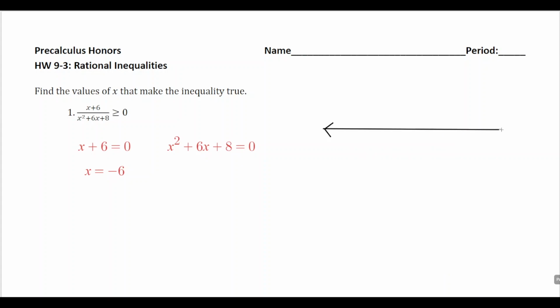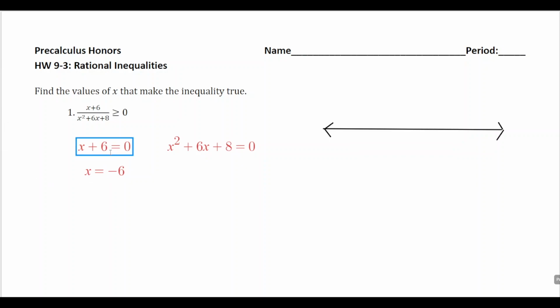So as I find these x values, I want to place them on a number line. I'm going to wait until I get all of the x values so I know where they need to go in relation to each other. But once I get them, I'm going to place little tick marks on here and use that to help me identify what intervals are going to solve this rational inequality.